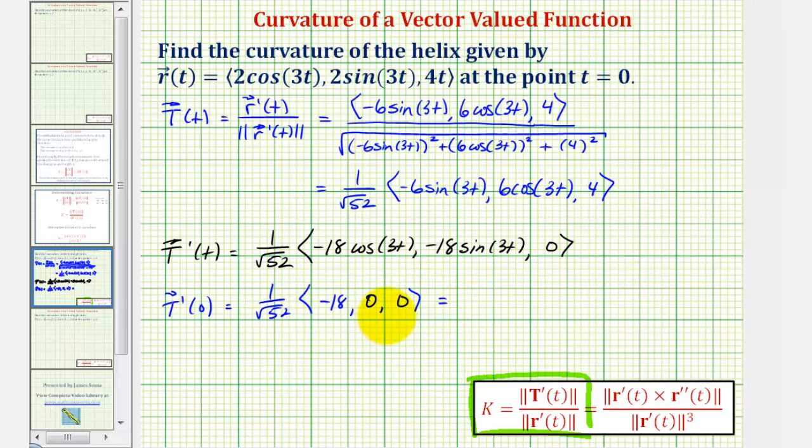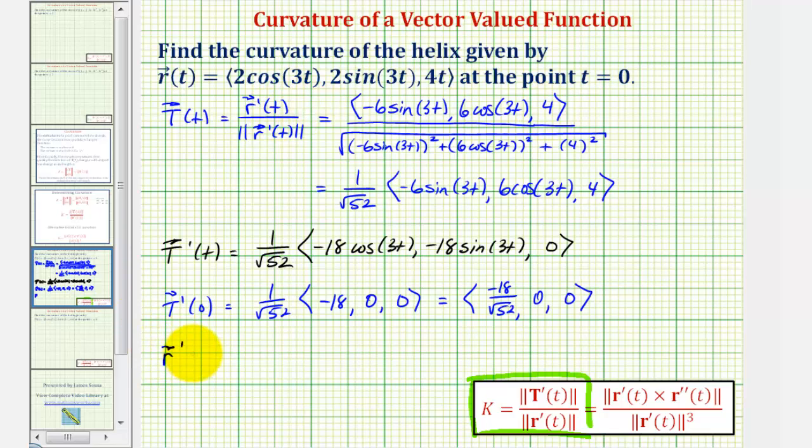If we perform this scalar multiplication, we would have an x component of negative 18 divided by the square root of 52, and of course the y and z components would still be 0. So notice how to apply this formula. We would take the magnitude of this vector, T prime of 0, and divide by the magnitude of r prime of 0. Well, remember, here's r prime of t, so now let's find r prime of 0.